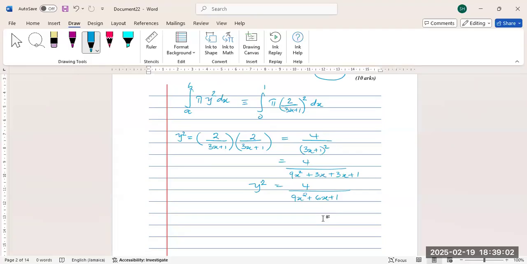I disagree. Okay. Yeah, because this one here now is 4 over 9x squared plus 6x plus 1. It's not the other way around.